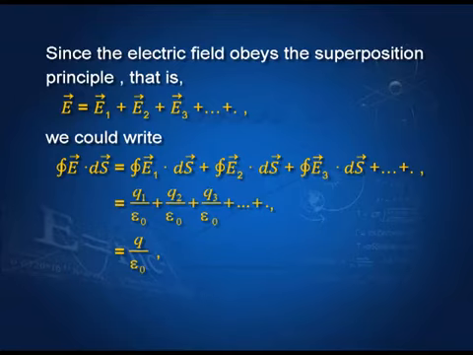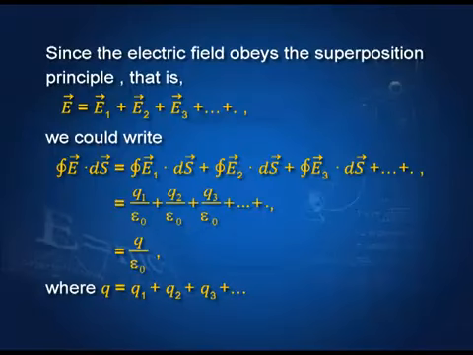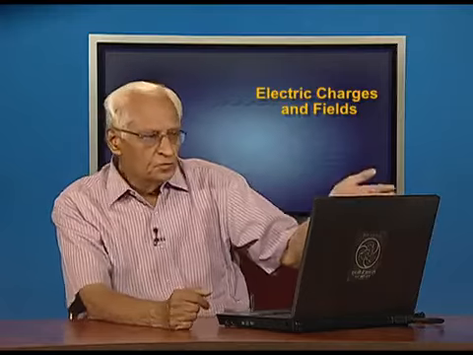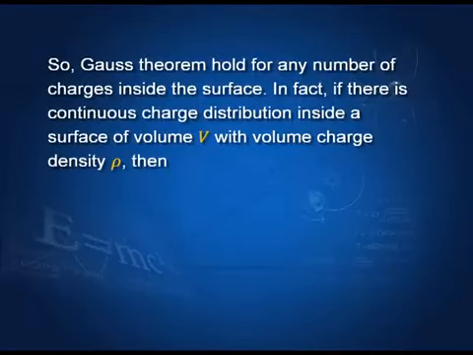So, therefore, the integral of E dot ds is equal to q by epsilon 0, which is the Gauss theorem. If there are many charges, as long as they are inside the surface, then the Gauss theorem says that all the charges inside divided by epsilon 0 is equal to the total flux through the surface. So, we have proved that Gauss theorem holds for any number of charges as long as they are inside the surface.